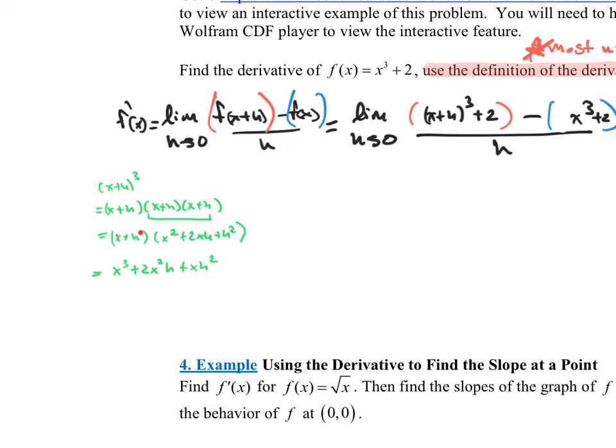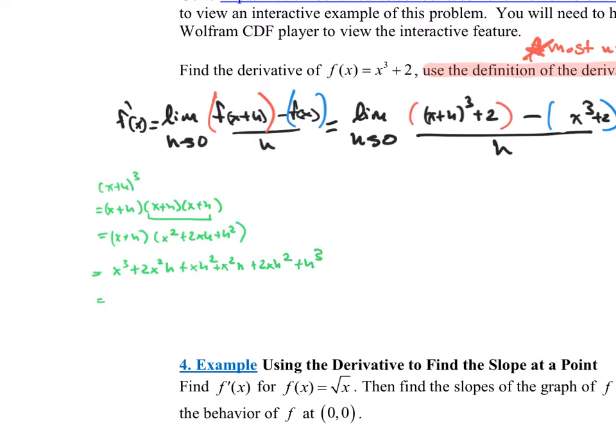Now I'm going to distribute the h through to each of those terms. So when I distribute the h through, I'd have plus x squared h. Then I'd have plus h times 2xh, which would be plus 2xh squared. And then h times h squared would be h cubed.